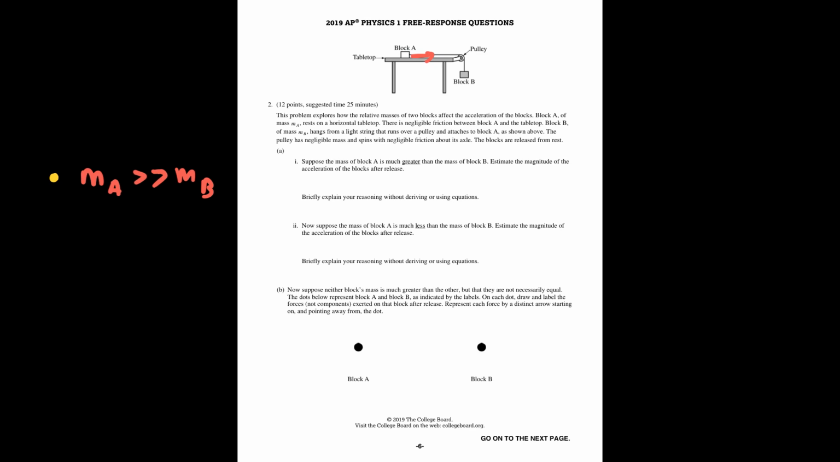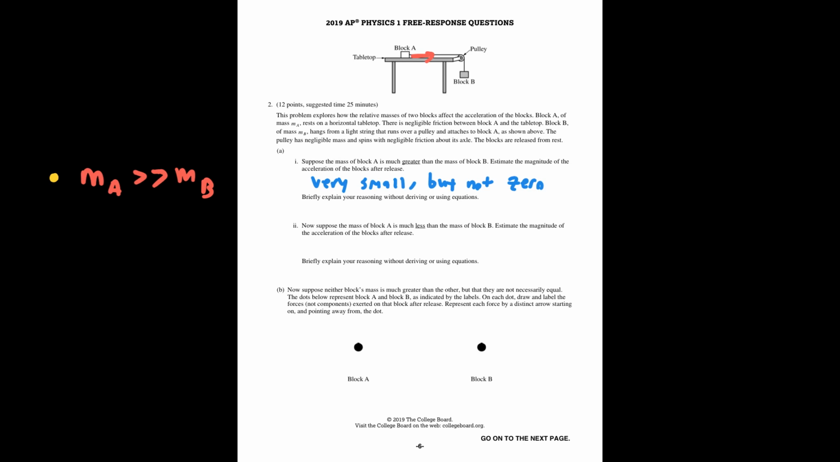And so I'm not sure exactly what to write for A1, but my estimate of the magnitude of the acceleration might be something like very small, but not 0. Depending on how the rubric looks for this question, you might be able to say approximately 0 or things like less than g, but I'm not sure exactly what they're looking for there. Briefly explain your reasoning without deriving or using equations. So if I used Newton's second law to write an equation here, I could probably come up with pretty good reasoning to support why the acceleration would be small but not 0.